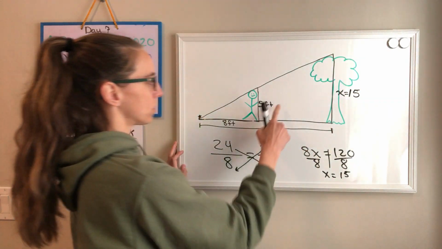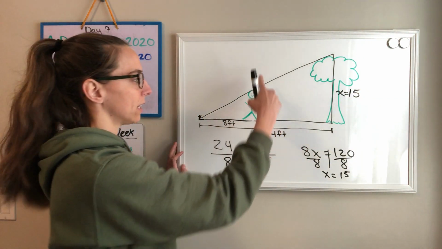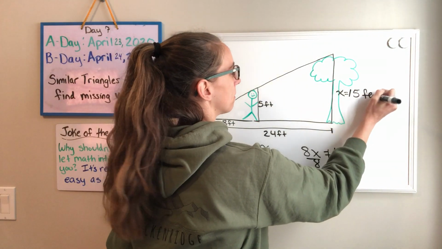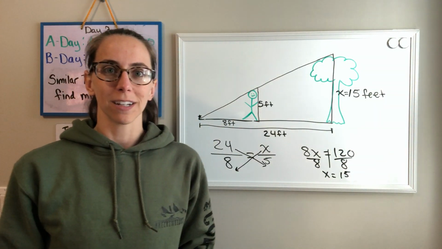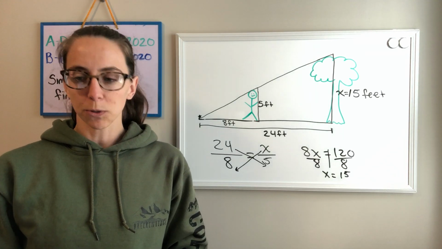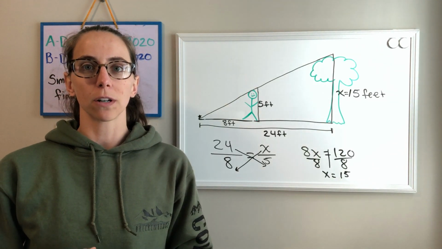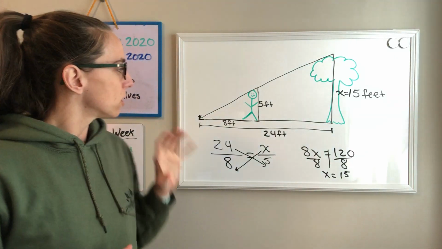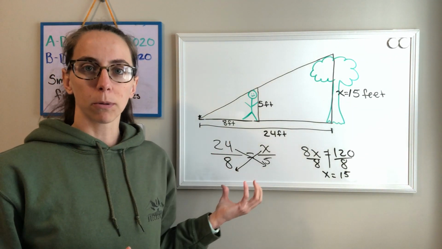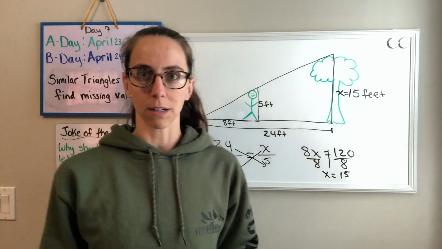But it's important to use the unit that was given. If this was in feet and that was in feet, then this is also in feet. So we just figured out that the height of our tree is 15 feet. So that's what you're going to be doing on this quiz. You're going to be using it, I believe every single picture is given to you already, but using your knowledge of similar triangles and proportions, you're going to be solving for a missing value.